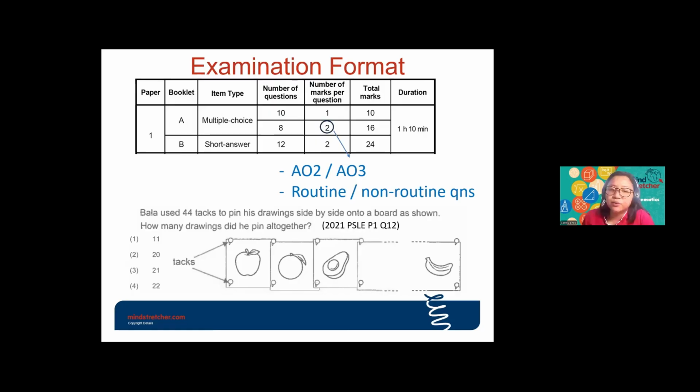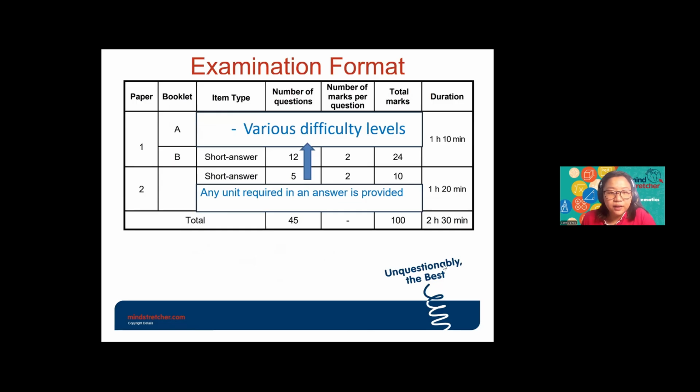So here's an example of an AO3 question where you need to analyze the picture, read the information, and come up with an appropriate strategy to solve it. So you would probably see only 1 or 2 questions of this difficulty level, AO3, in MCQ. Other than that, you should score all the other marks in MCQ.